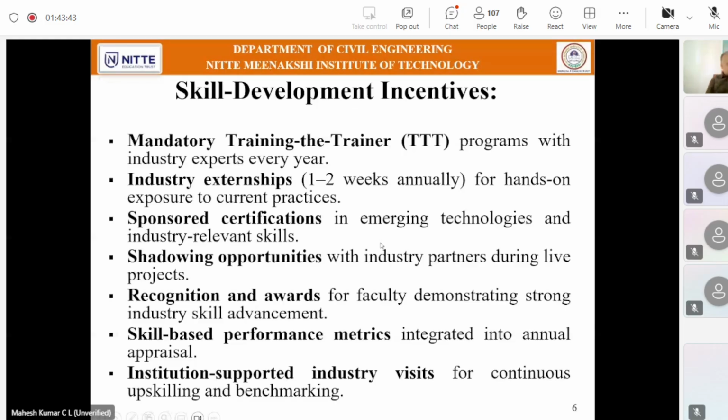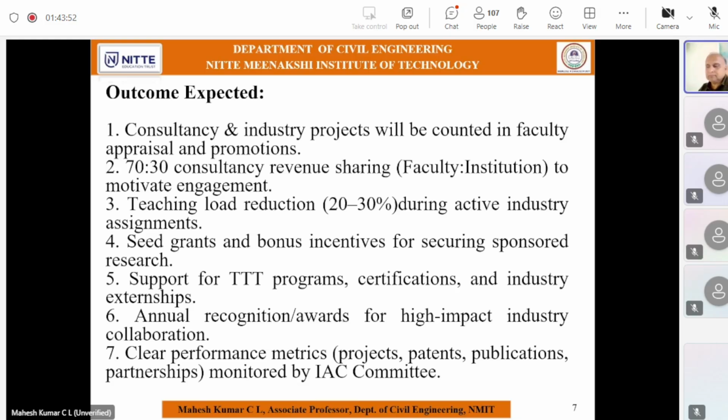We do have industry visits. Generally people will do them, but if you do an industry visit and come up with a certain outcome, then that can be made an incentive. So what is the total outcome expected with this policy draft? The number of consultancy and industry projects will increase because you are giving promotion and bringing it into the faculty performance appraisal system. Through the 70-30 industry sharing, you can bring the faculty upfront to bring more consultancy projects to the organization, wherein the 70% sharing will go to the faculty, and it will be counted in accreditations like NBA and NAAC for the consultancy activities.